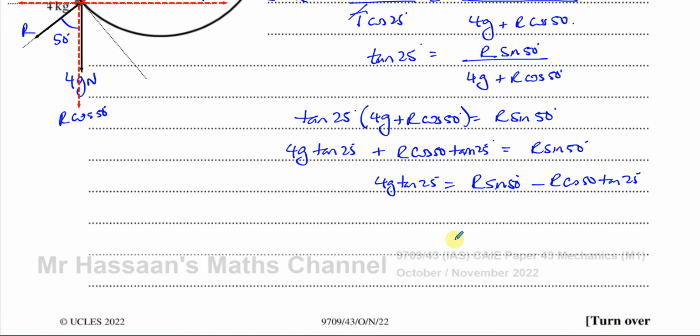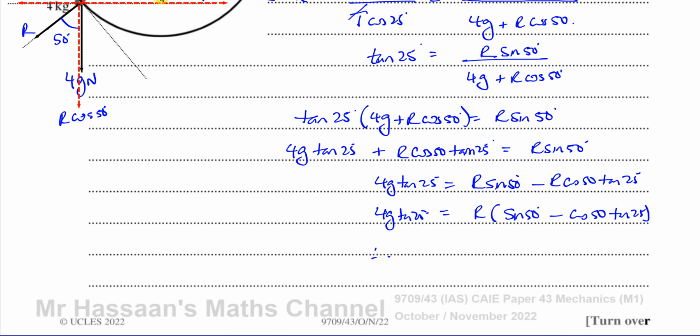And then I can basically take r as common. So I have r times (sine 50 minus cosine 50 times tan 25) equals 4g tan 25. So therefore we can say that r is equal to 4g tan 25 divided by all of that. 4g tan 25 divided by sine 50 minus cosine 50 times tan of 25.